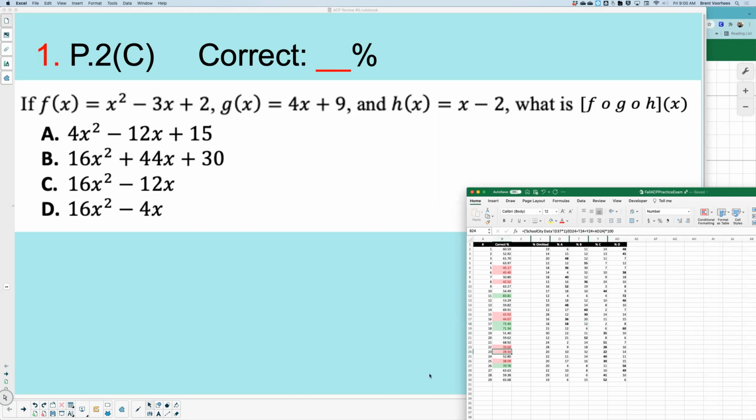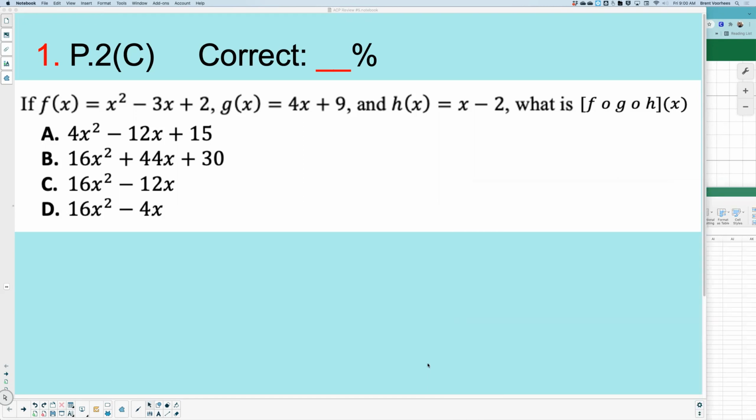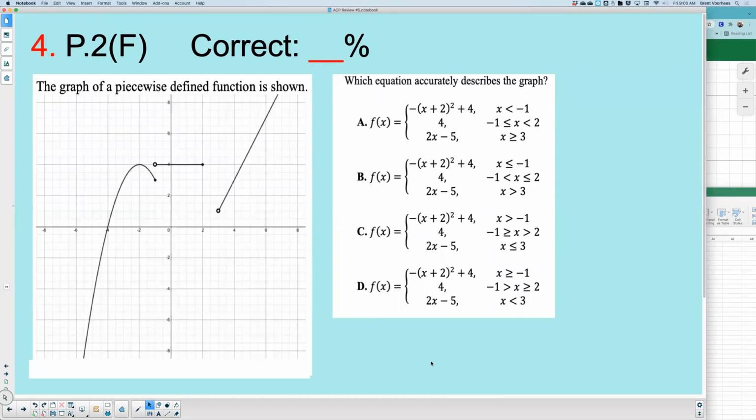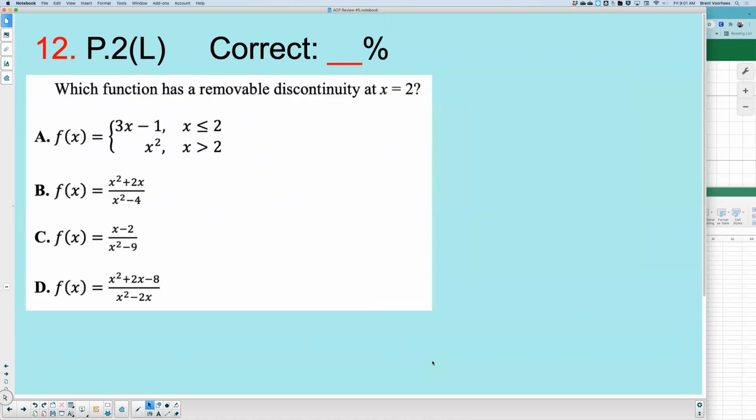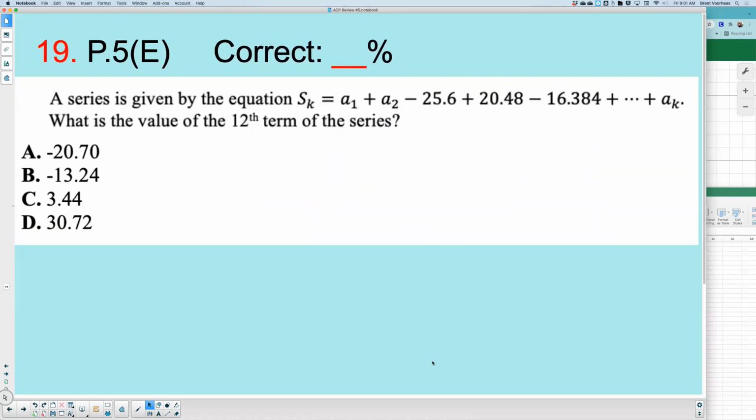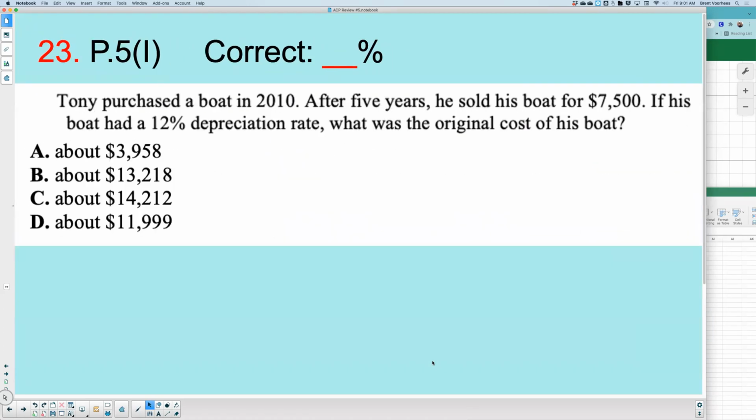Number 23, it looks like to me, is the lowest scored question. So let's go on to number 23. Go to 23 in your packets. This was the lowest scored question. To try to cover as much as possible, I'm going to ask you the question: how do you solve it? And if you know, go ahead and tell us. How would you solve this problem about Tony purchasing a boat?